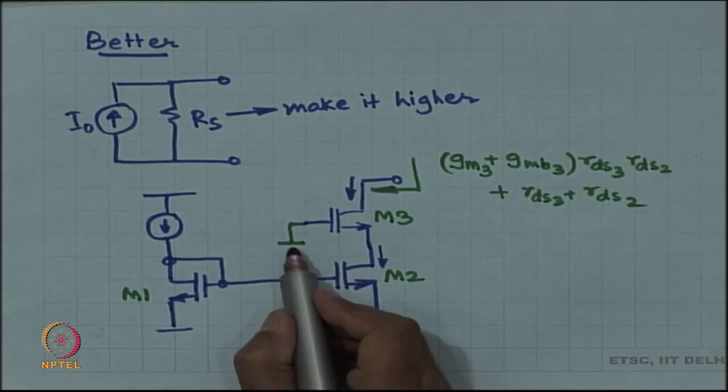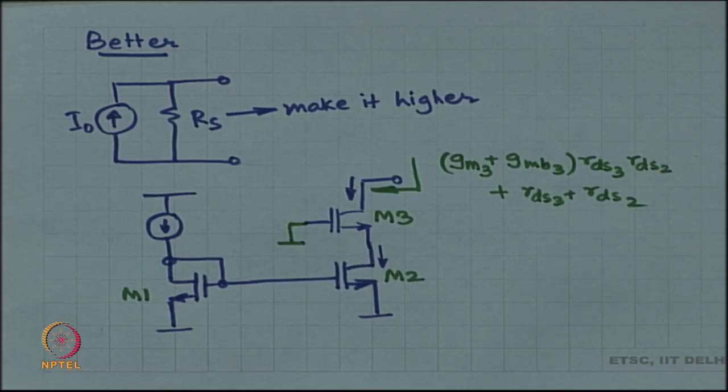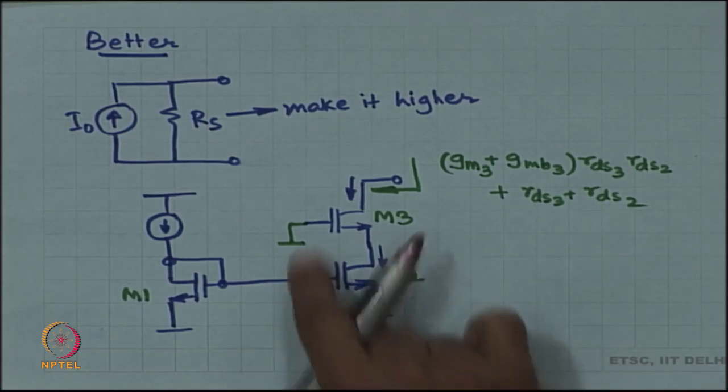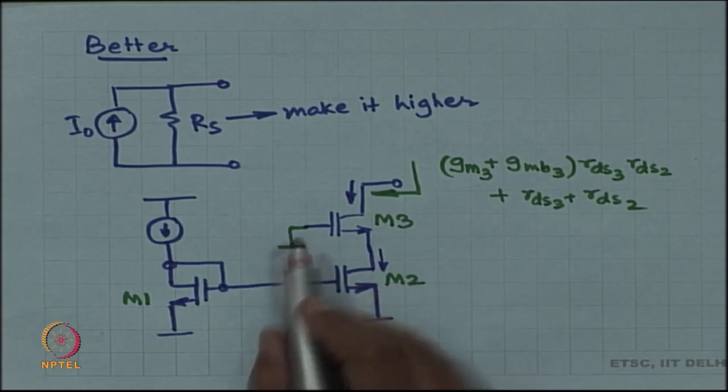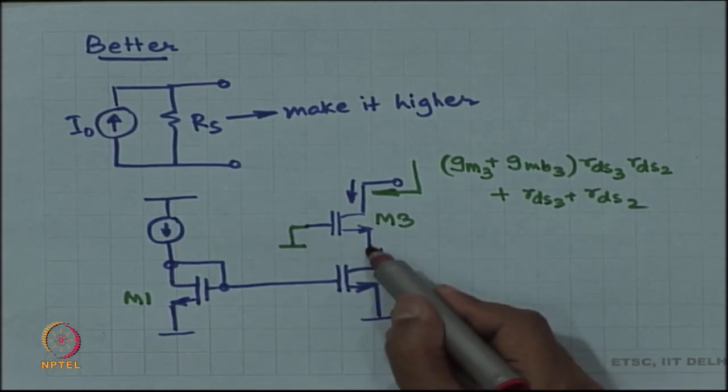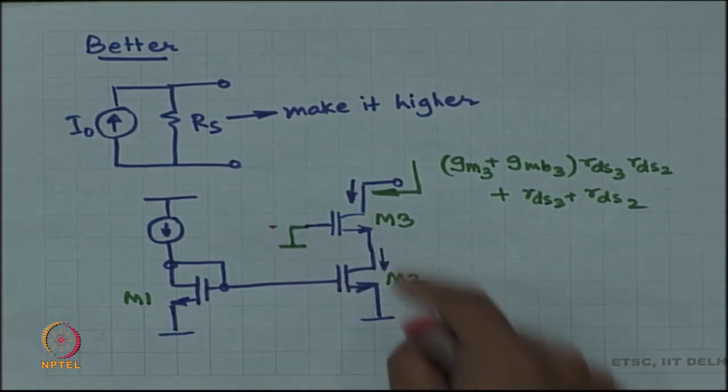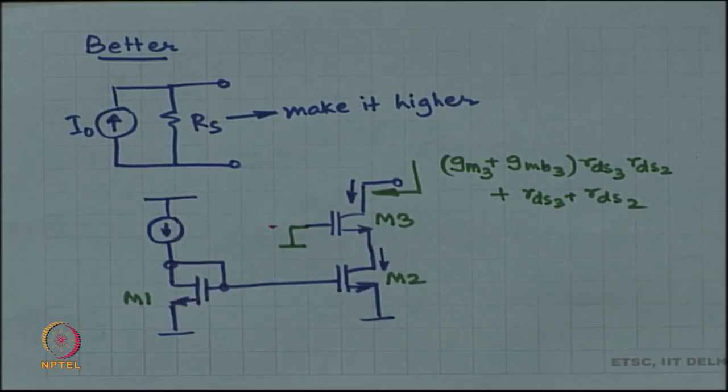What is the potential over here? Should it be ground? Ground is the small signal picture. In the small signal incremental picture, it should be ground, but ideally it should not be ground. It should be a value. If I put ground over here, this is above ground. So, VGS is negative. So, this M3 is not going to conduct any current, and that is going to be a disaster. Okay. It is not going to work if I place ground over there.